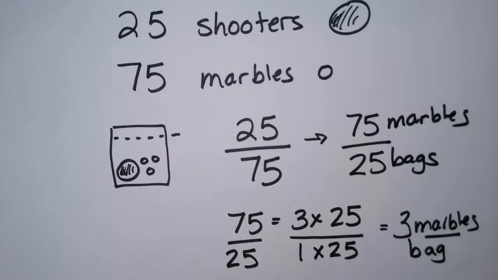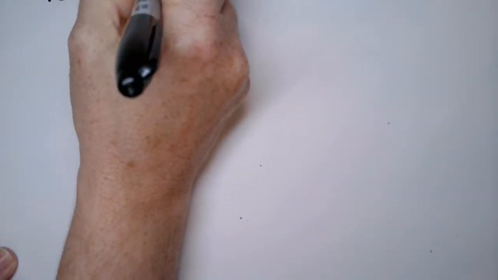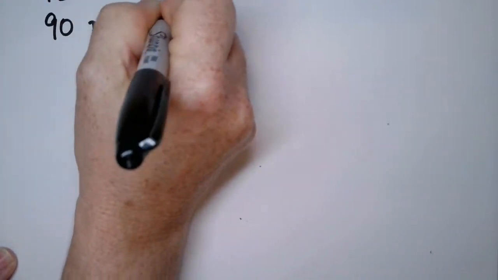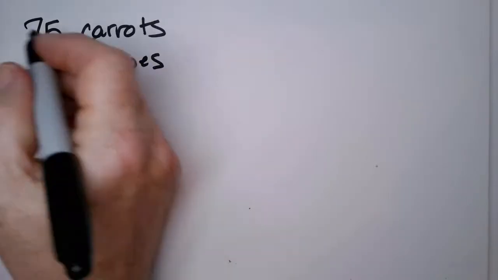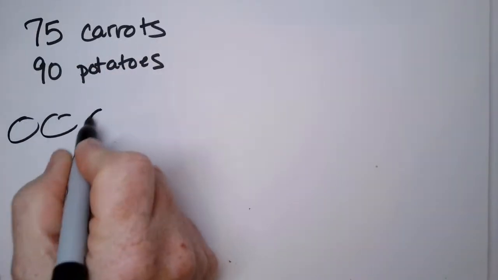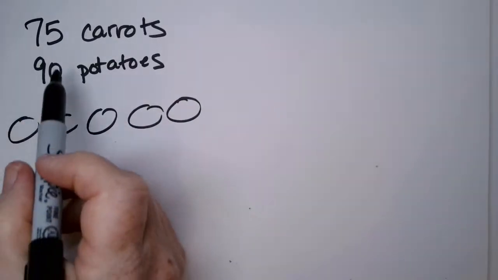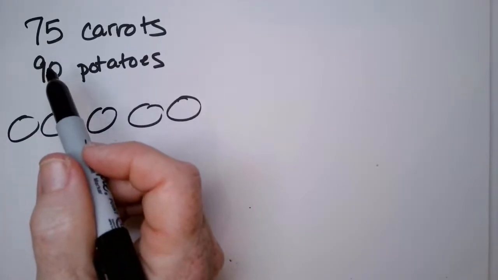Okay, so let's go down and get ourselves a fresh sheet of paper. 75 carrots and 90 potatoes. Okay, so what we need to do is find the greatest common factor. We want to put them all in a whole bunch of baskets, so the baskets are all identical. They all have the same number of potatoes and carrots in each one. But they don't go in evenly like the cookies and the marble example that I just gave you.